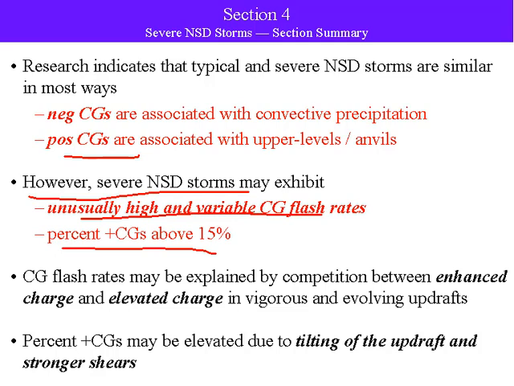The CG flash rates can be explained by a competition between the enhanced charging, and then the elevated charge as the storm pulses. And the elevated percent positives may be due to the lifting of the updraft and the stronger shears, with some of those positively charged particles getting pushed out into the overhang.